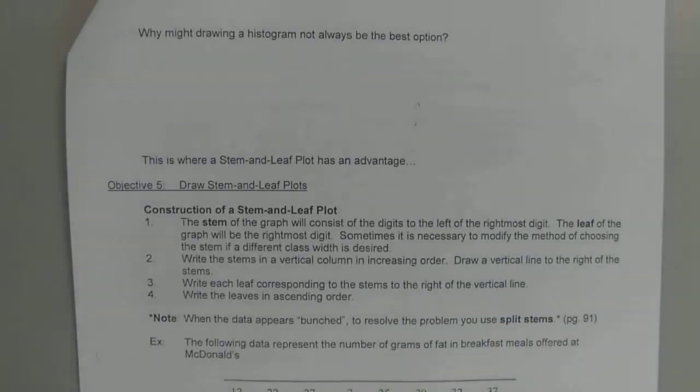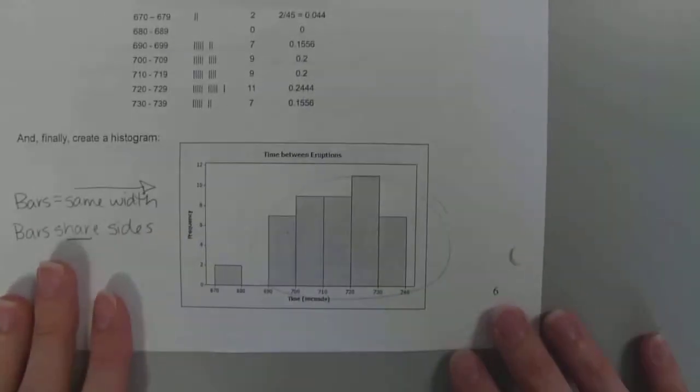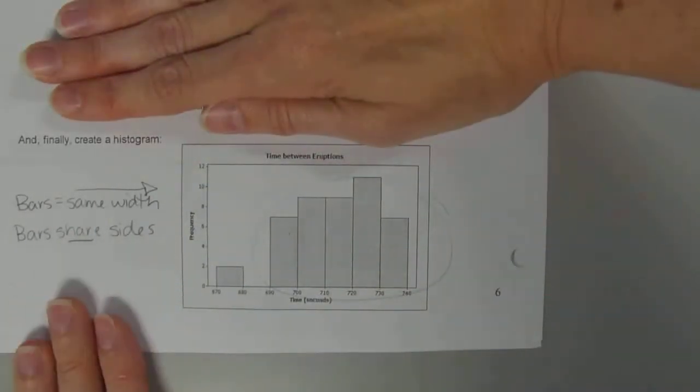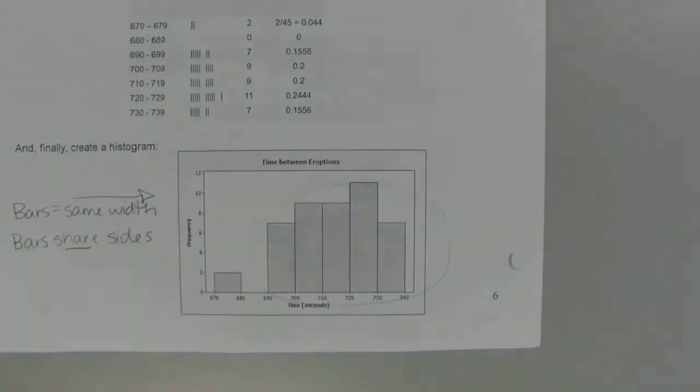Why might drawing a histogram not always be the best option? Okay, so we chunked it together. We have these heights of the bars. We know which ones occur the most. But why might not that always be the best? And I'll kind of hint to you guys. You guys keep your page right there. Let me flip back to here. Looking at this bar graph. So say you don't have this.